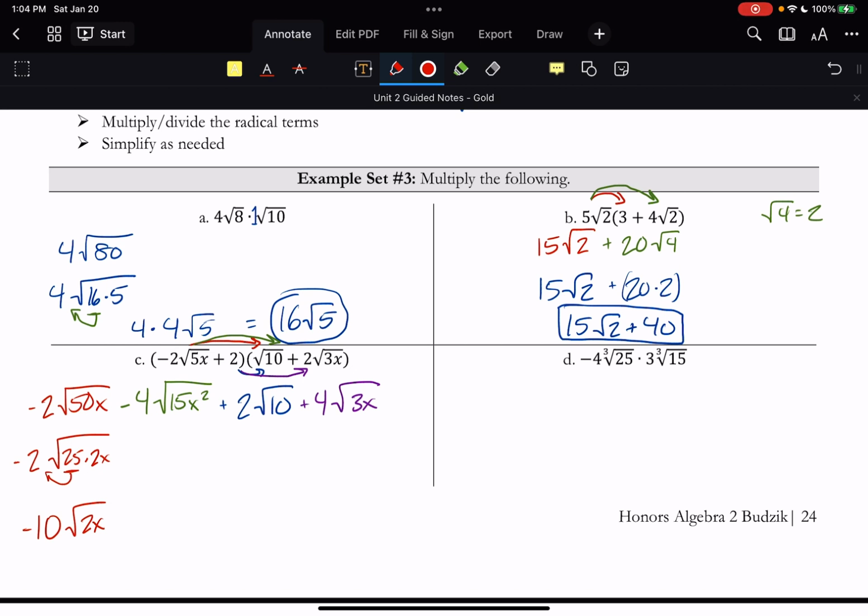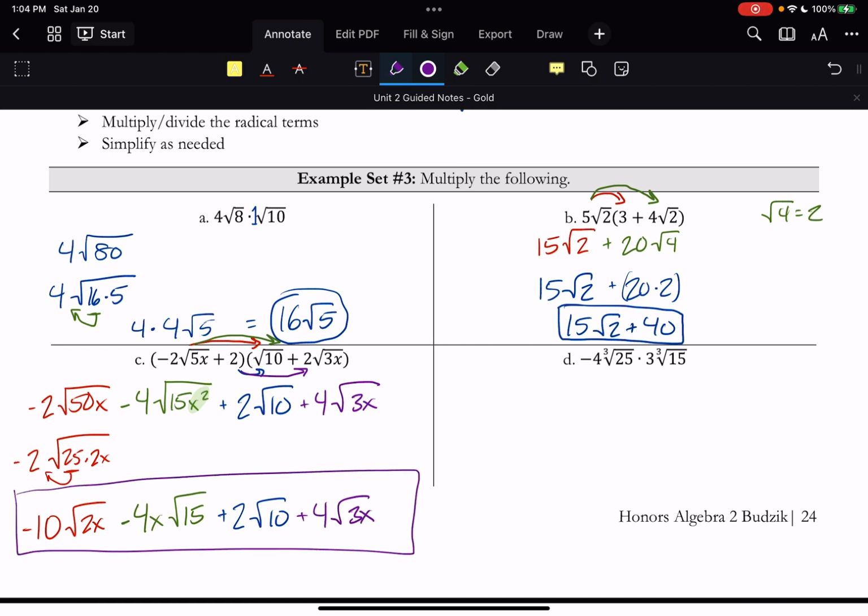If I look at my second term in green, the square root of 15x squared, I can't simplify 15, but I can simplify the x squared. That gets me 1 whole x. So this is minus 4x times the square root of 15. And then I have the 2 times the square root of 10. That cannot be simplified down. 4 times the square root of 3x also can't be simplified down. So if I take a look, I can't combine anything. So this is the final answer in simplest radical form.